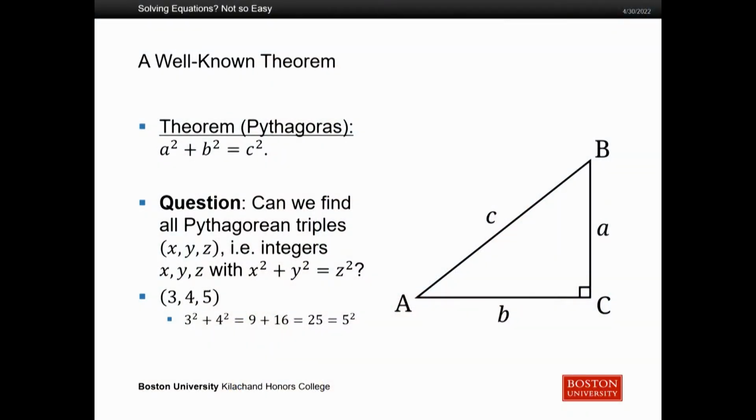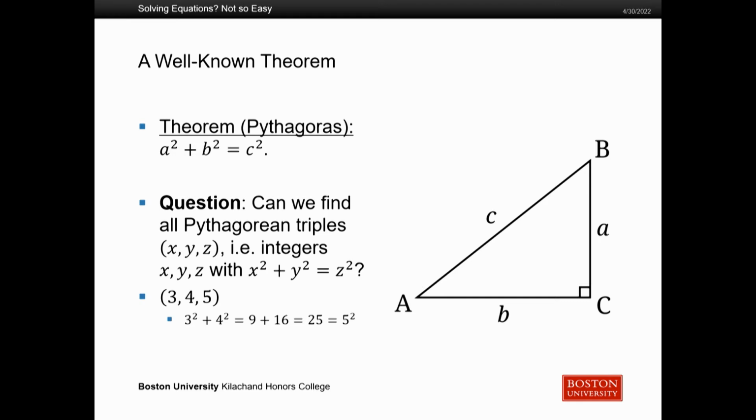Imagine for a moment we're back to our high school geometry class and learning about right triangles. Recall that the side lengths of a right triangle satisfy this particular relationship, a squared plus b squared is equal to c squared. And given a triplet x, y, z of integers, we say it is a Pythagorean triple if it satisfies this relationship, x squared plus y squared is equal to z squared. So for example, 3, 4, 5 is such a Pythagorean triple because, as you see on the slides, 3 squared plus 4 squared is equal to 5 squared.